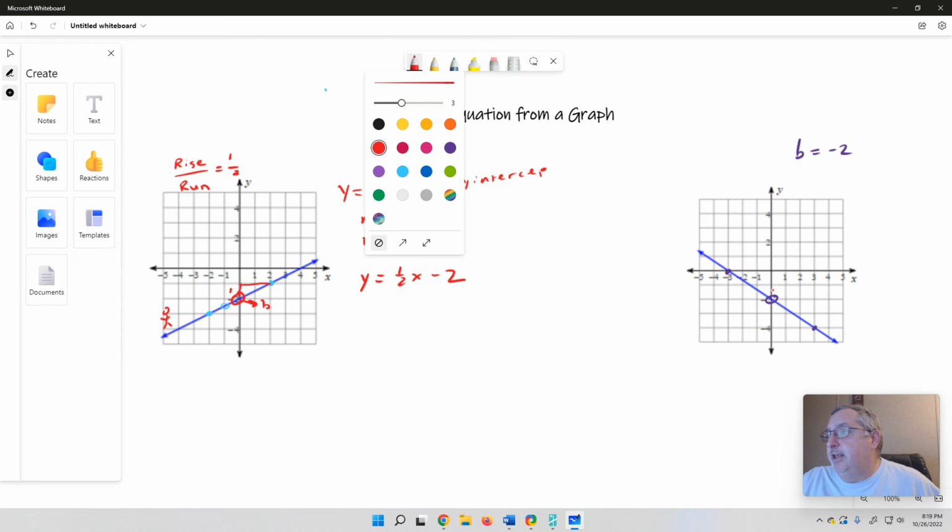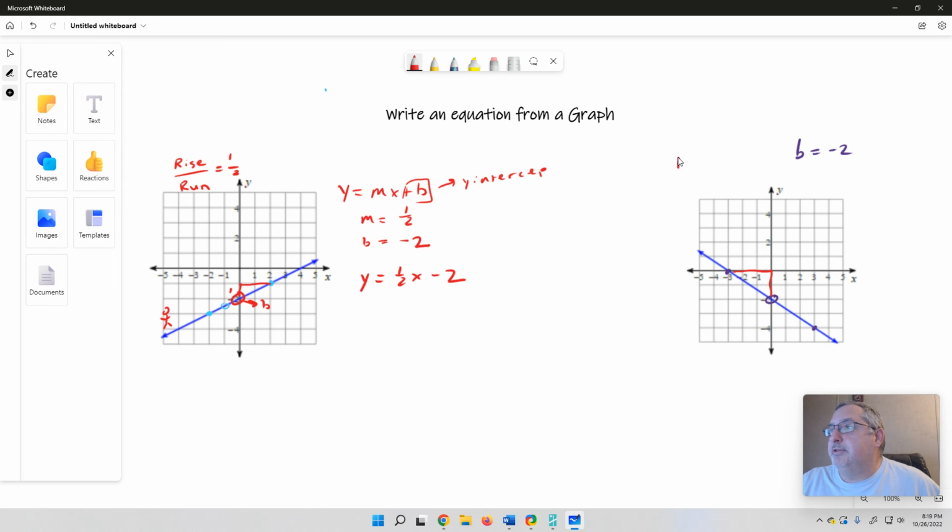I'm going to take my pen and I'm going to draw a right triangle. And I'm going to count my rise and my run. Rise is up and down, run is left and right. So my rise to go from here to here is 2 steps. So that makes my rise 2. My run is 1, 2, 3.